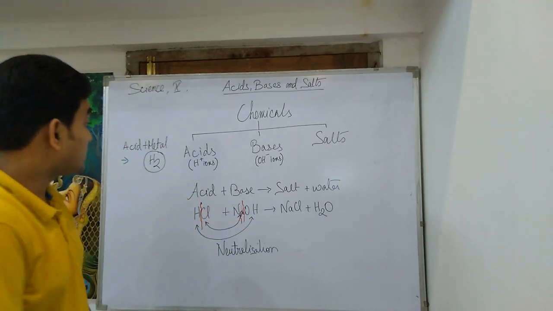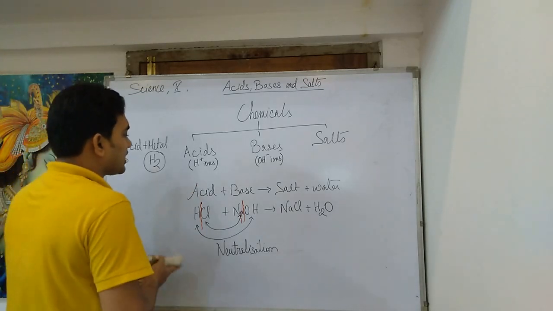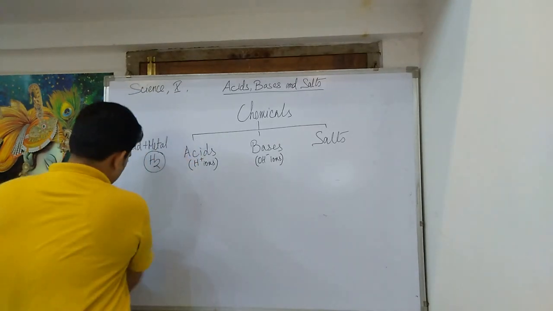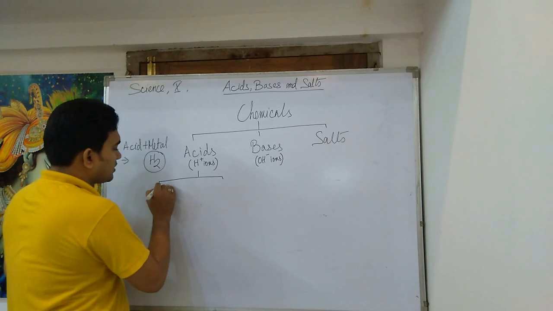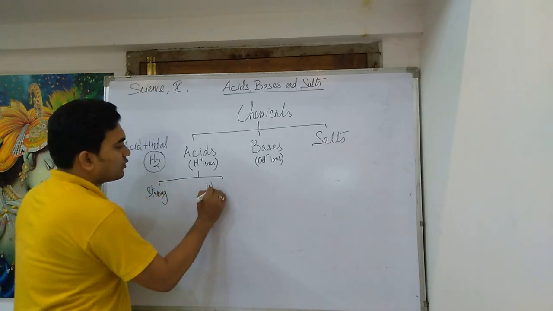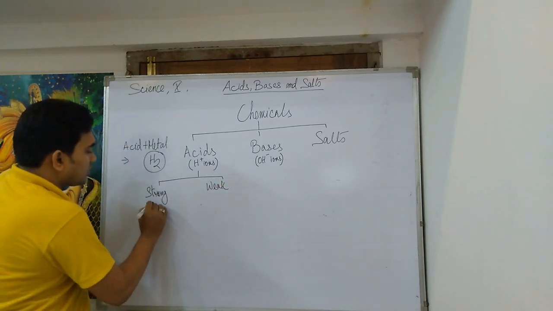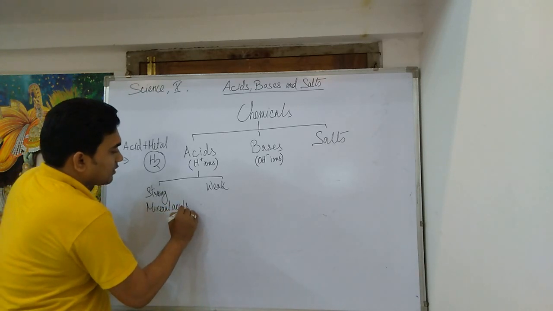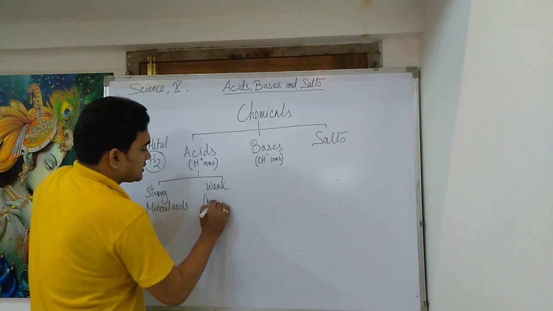Now, what are the types of acids? If we talk about types, there are two types of acids based on their strength. Speaking of strength, acids are either strong acids or weak acids. The strong acids are also called mineral acids, whereas the weak ones are called organic acids.